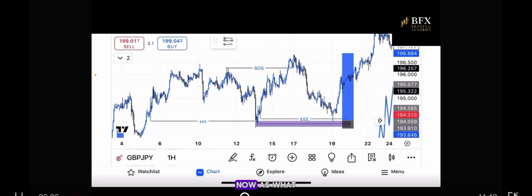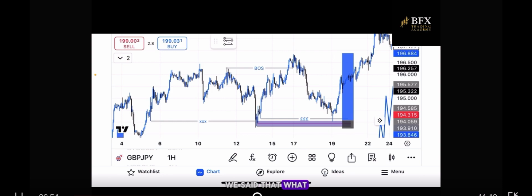Now, as a smart big boy, you depend solely on three different criteria, right? One is a liquidity sweep. Two is a shift in structure. And the third one is a structural liquidity or an inducement left out.